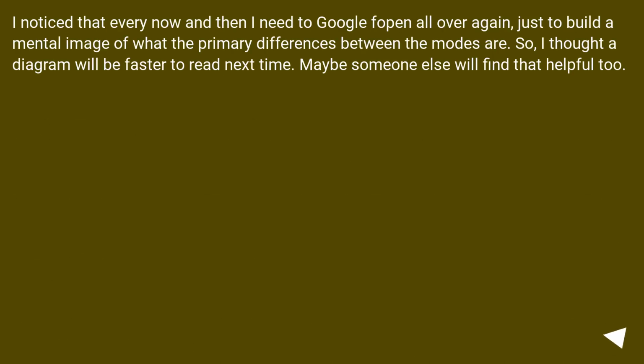I notice that every now and then I need to Google fopen all over again, just to build a mental image of what the primary differences between the modes are. So, I thought a diagram would be faster to read next time. Maybe someone else will find that helpful too.